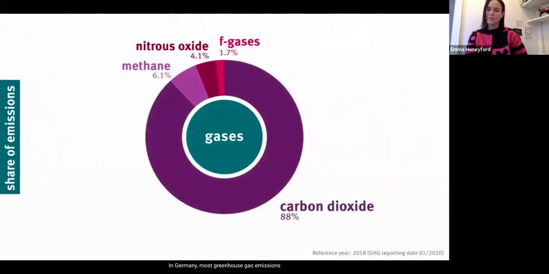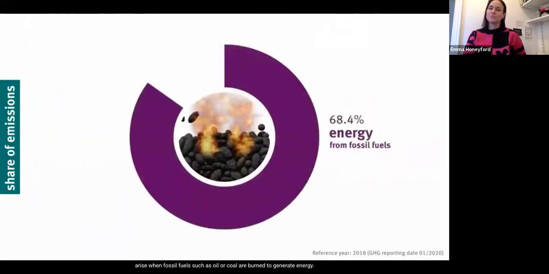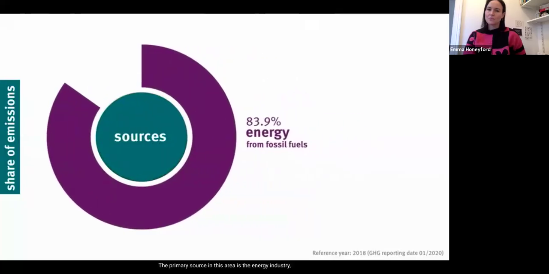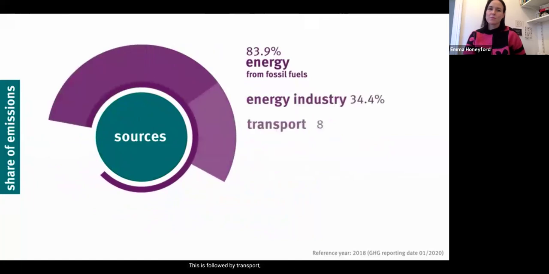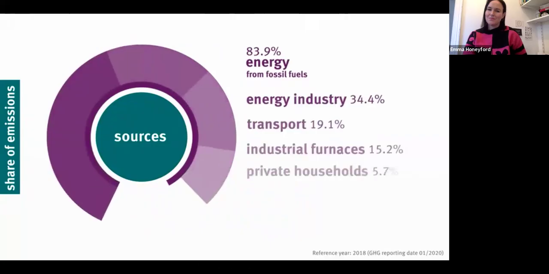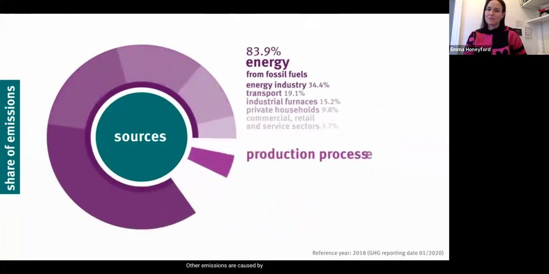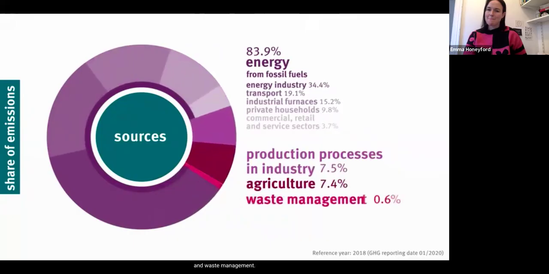In Germany, most greenhouse gas emissions arise when fossil fuels such as oil or coal are burned to generate energy. The primary source in this area is the energy industry, for example, the generation of electrical power and heat. This is followed by transport, industrial furnaces, private households, and the commercial, retail, and service sectors. Other emissions are caused by the production processes in industry, agriculture, and waste management.